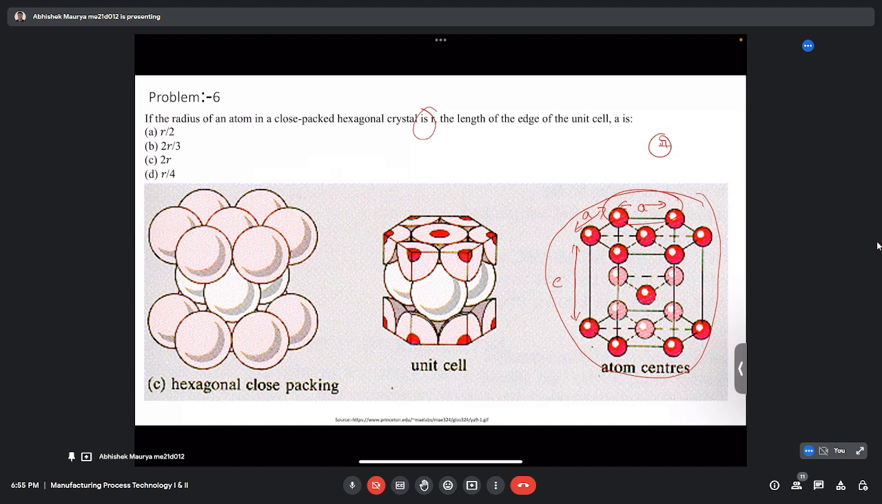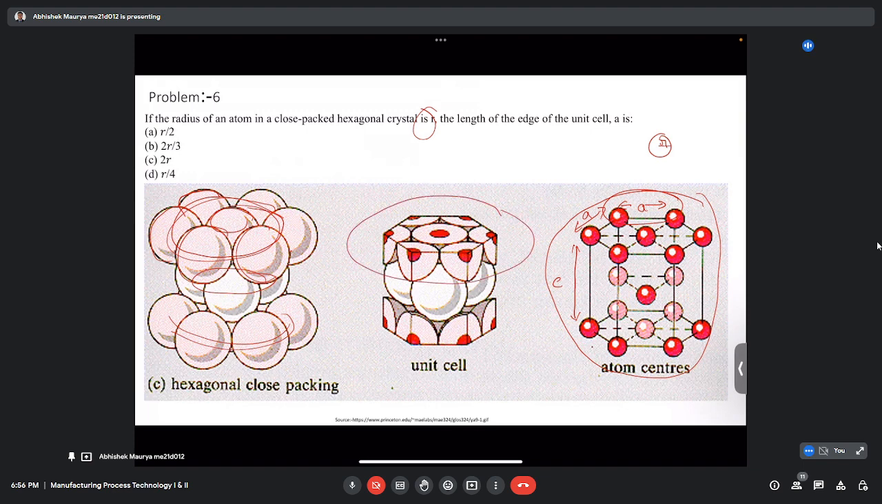So if we see in reality, atoms are arranged in this manner. These are the six atoms, surrounding one central atom. Similarly, the bottom one also. In between there are three atoms. If we take a cross section and cut it in the shape of the hexagonal close packed unit cell, then it will look something like this.